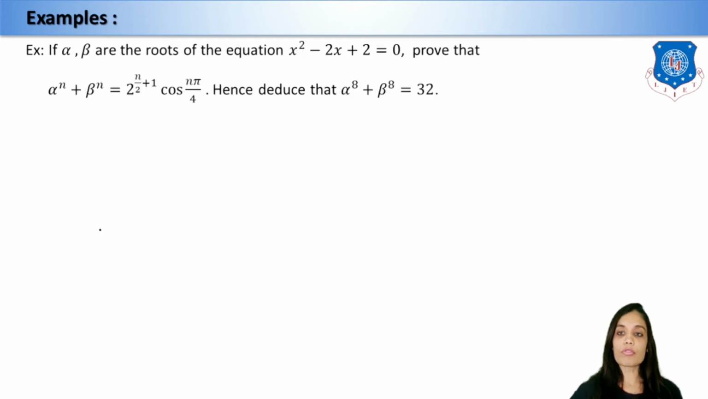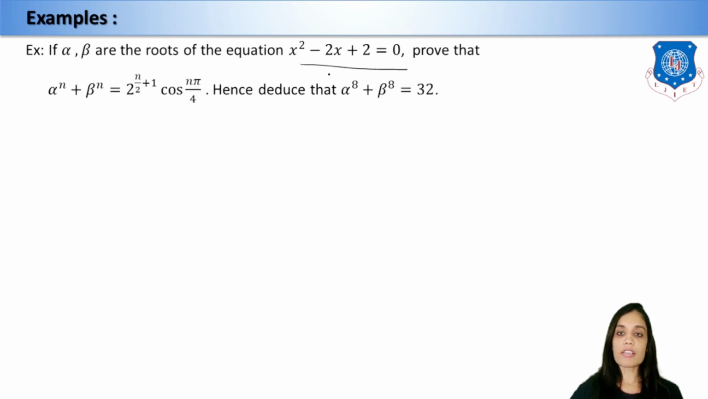Okay, so now let us go to the next example. If alpha and beta are roots of this given equation, we have to prove that alpha raised to n plus beta raised to n is equal to 2 raised to n by 2 plus 1 into cos n pi by 4, and then we have to deduce that alpha raised to 8 plus beta raised to 8 is 32.